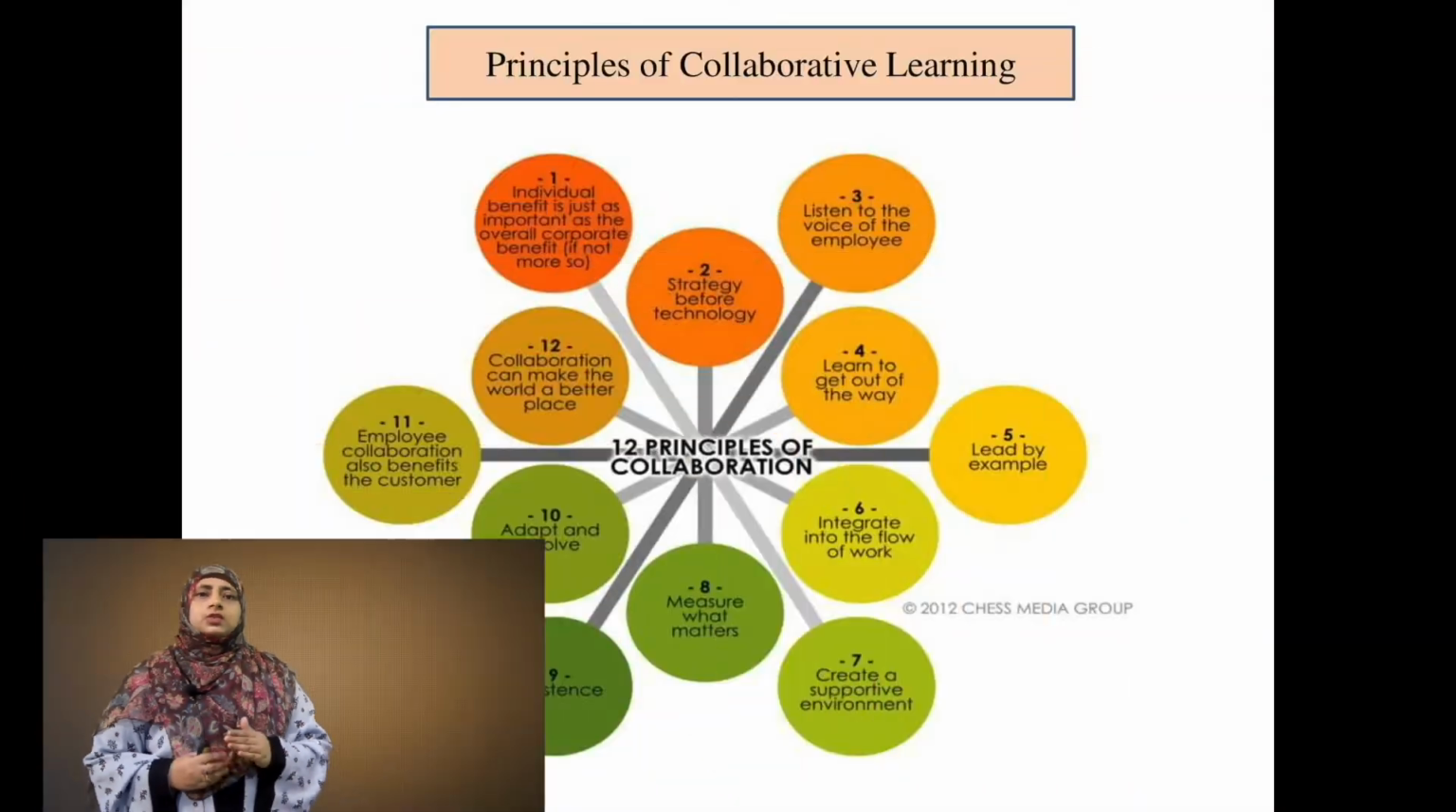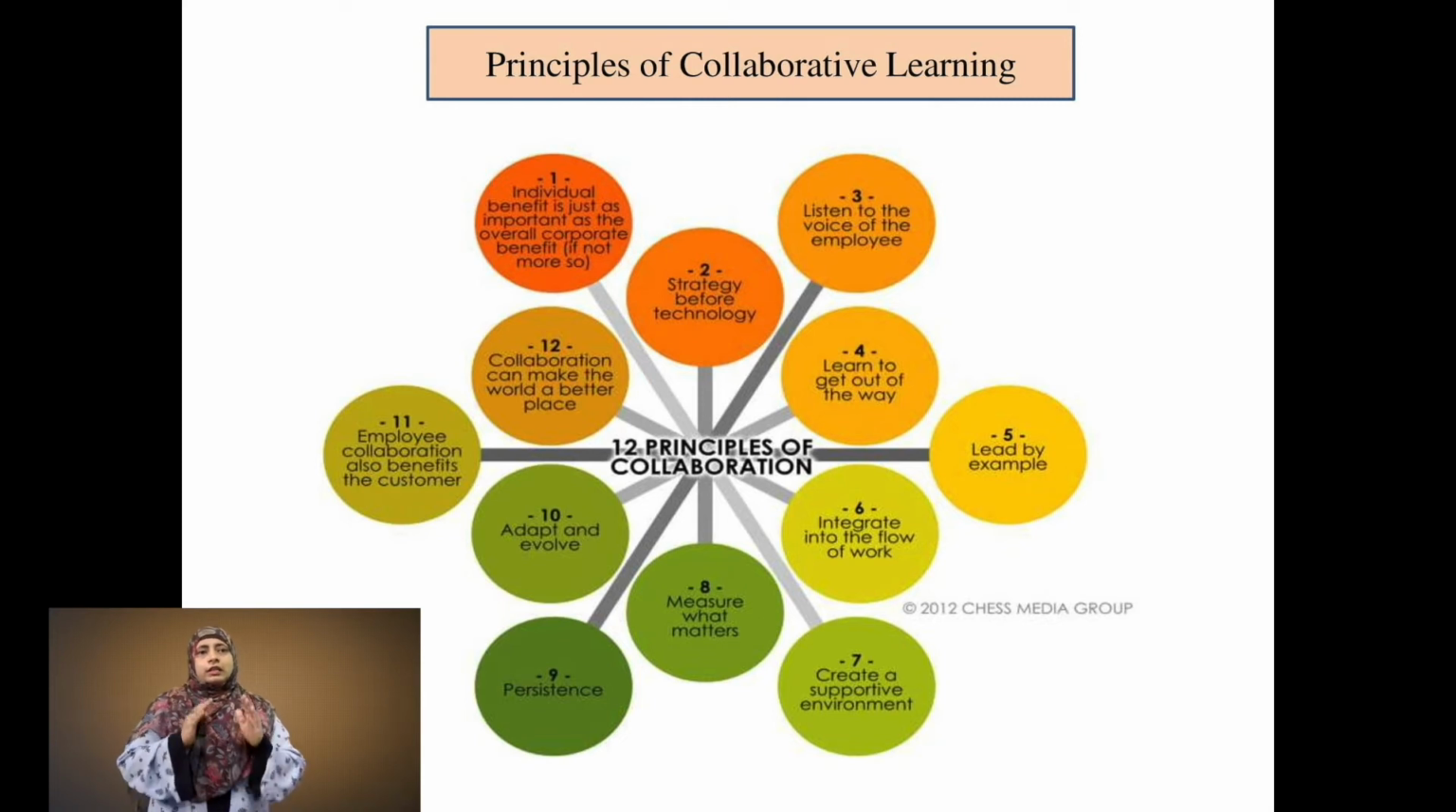Now, coming to the principles of collaborative learning. First of all, the first principle is the individual benefit. We talk about the individual benefit rather than a group one. So, individual benefit is just as important as the overall corporate benefits. Instead of talking about what the group has benefited with this, first talk about the individual benefit, what the learner has gained through it. When you are teaching in the classroom through this approach, what has the learner achieved, and whether the expected outcomes of the teacher have been attained or not. Thinking of the individual benefit first is the principle.